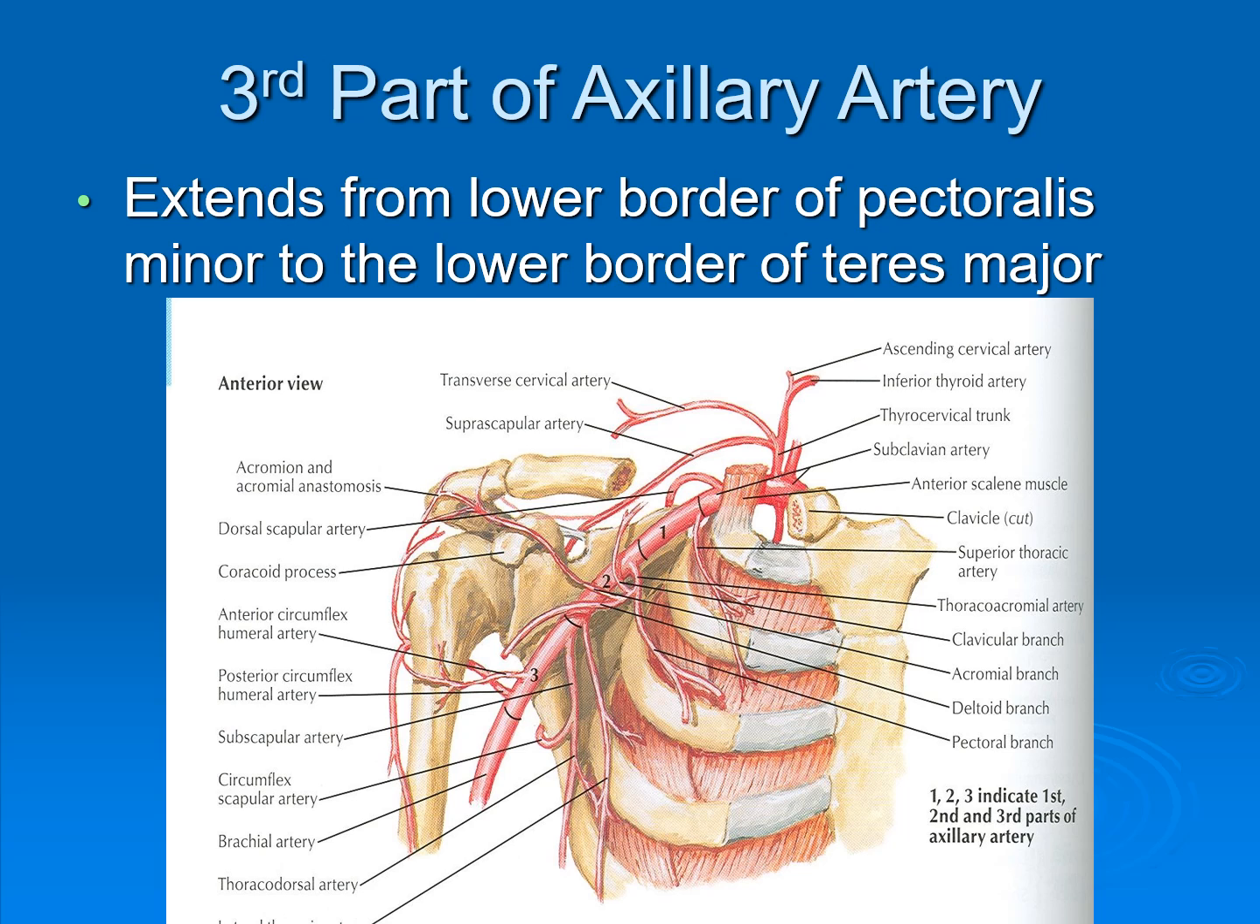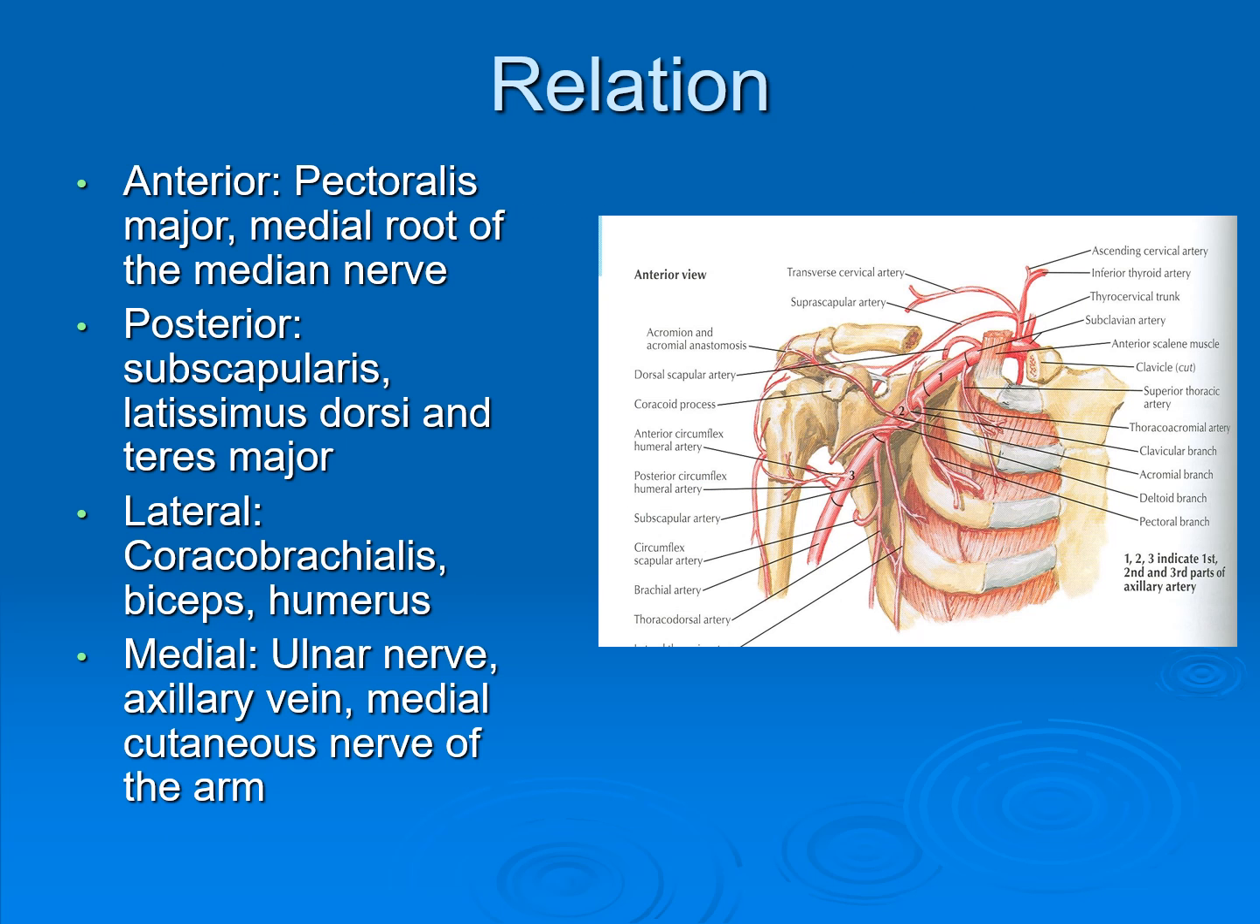Okay. So it extends from the lower border of the P minor to the lower border of the teres major. When we talk about the relations, anteriorly it is related by the P major muscle as well as the medial root of the median nerve. Posteriorly it is related by the subscapularis muscle, which lies in the subscapular fossa of the scapula, and then the latissimus dorsi muscle as well as the teres major muscle. These are the posterior relations.